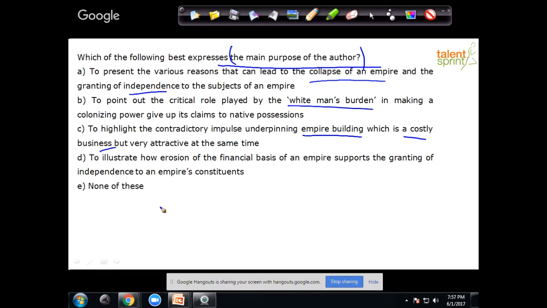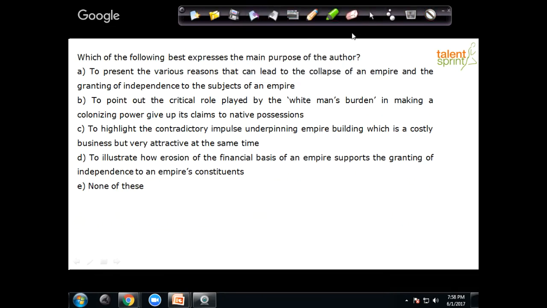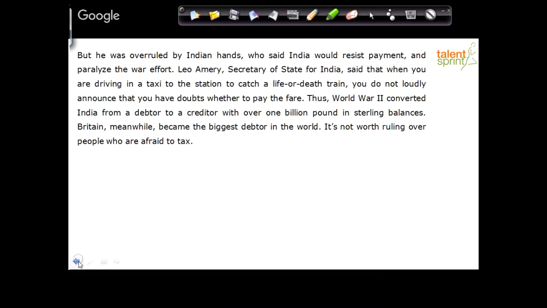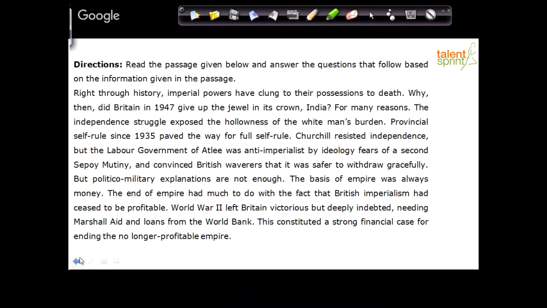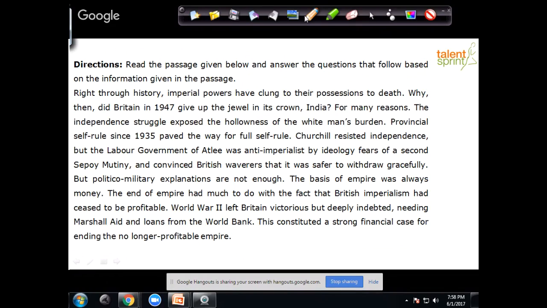Or the fourth one, to illustrate how erosion of the financial basis of an empire supports the granting of independence to an empire's constituents. Now, we have these clue phrases from the options. Are we talking about collapse of an empire and granting independence? What is he talking about? Go back and read, this is just for you. I'm not going to do that now because it's taking a lot of time, and I agree with Tiwari that it's a little too much to go back and forth. So all I'm trying to say is pay attention to either the topic sentence or the closing sentence.